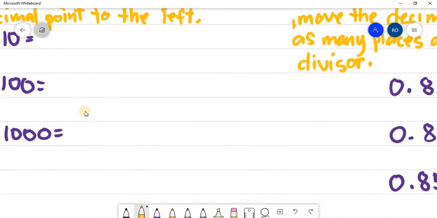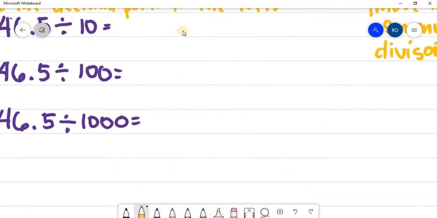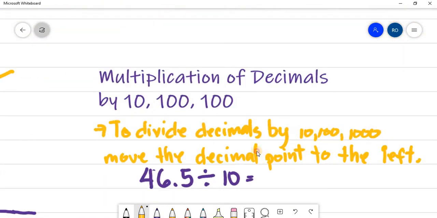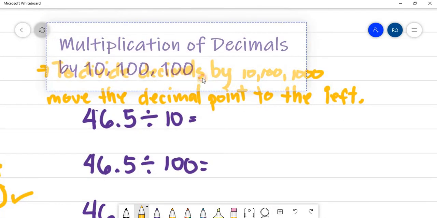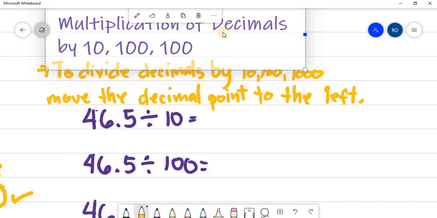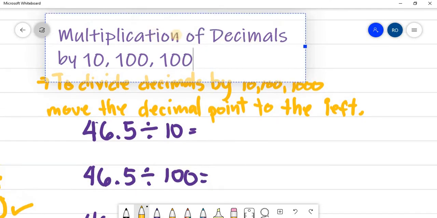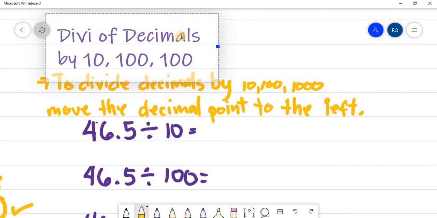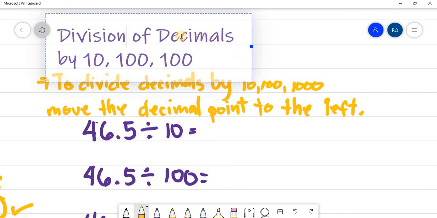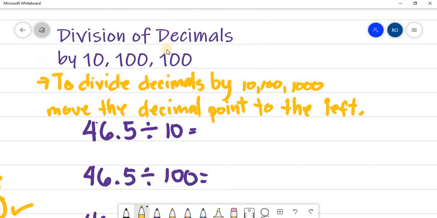Now, let's have a multiplication. No. Okay, can you disregard? Let me edit first. It must be division of decimals. Okay, we have division of decimals.